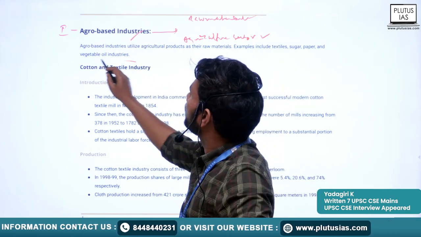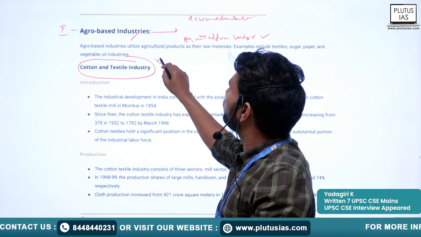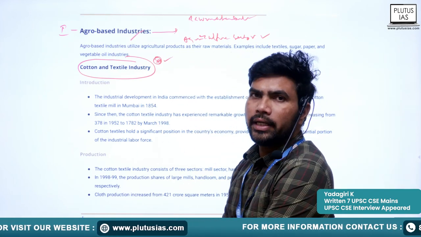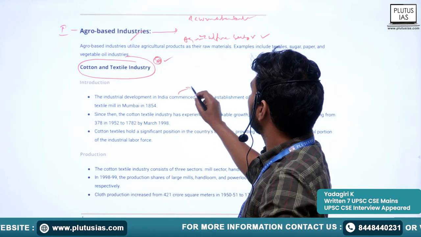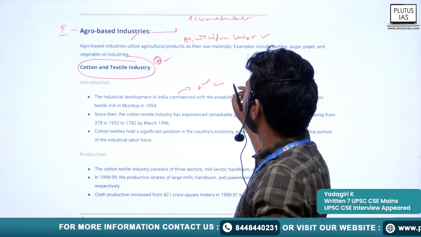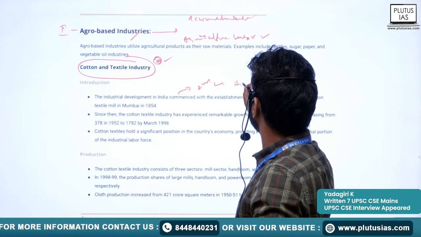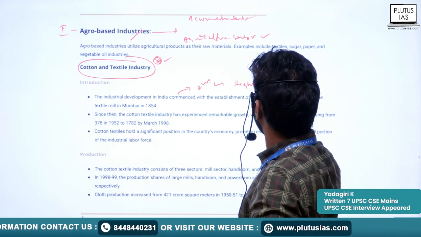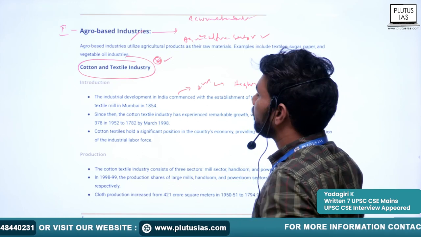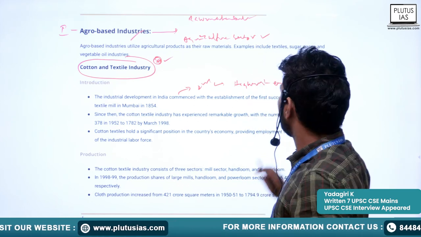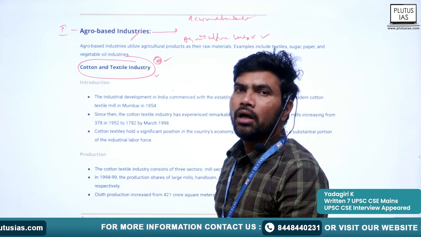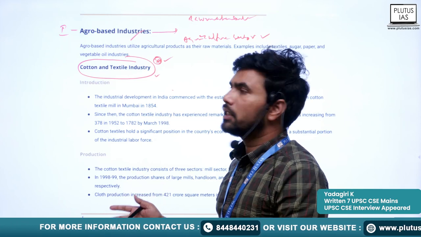One of the most important industries is the cotton and textile industry. Remember, this is the second most important industry after agriculture. This is the industry which provides the highest employment to the people of India, right? This is very important, and further we can say it is one of the earliest industries in India.